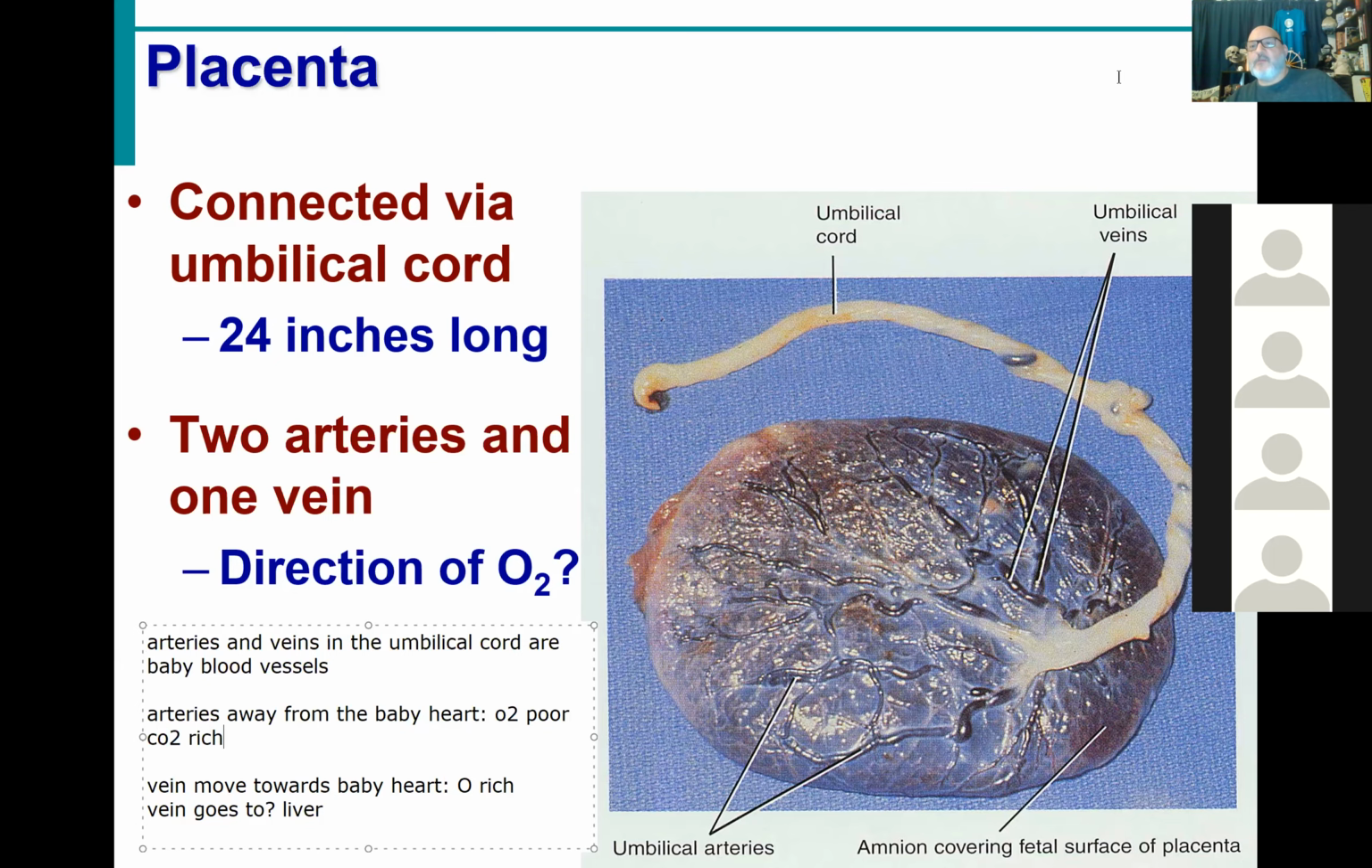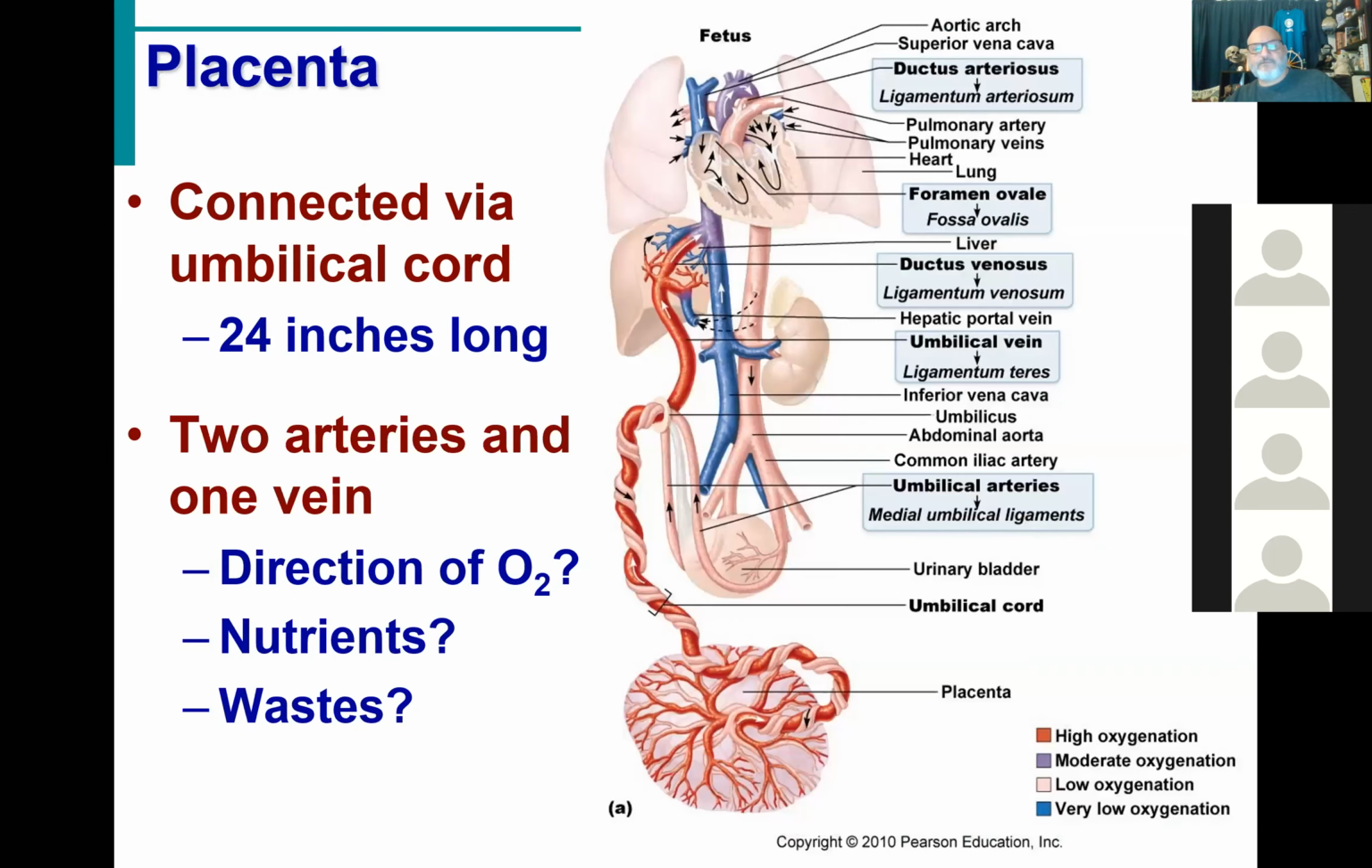And I think I've got a pretty picture that shows this. Yep. Notice here we see the two arteries. The two arteries actually come off the internal iliac, come up and travel to the placenta. And then that one large oxygen-rich vein, as we mentioned, goes straight to the liver.